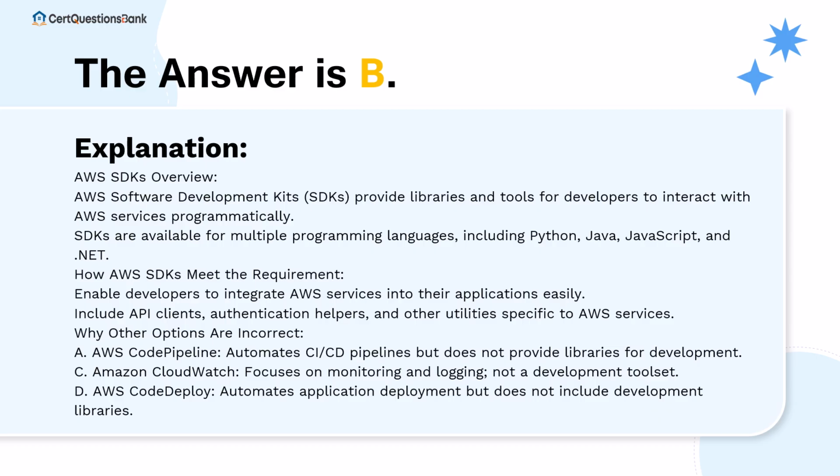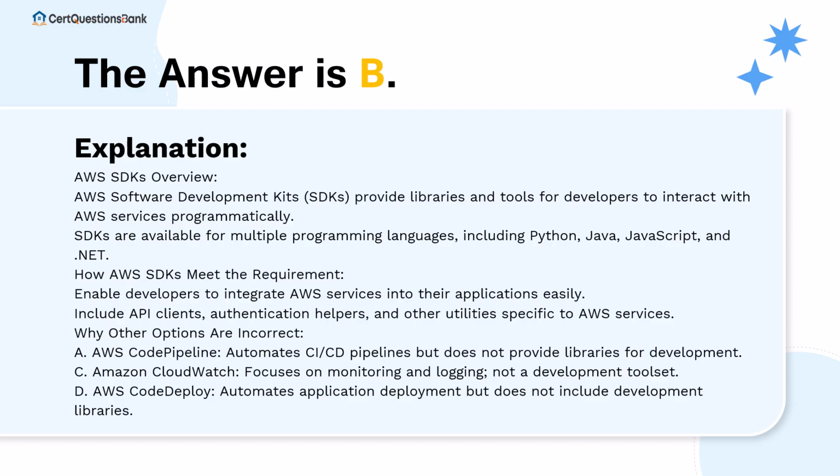AWS SDKs overview. AWS Software Development Kits, SDKs, provide libraries and tools for developers to interact with AWS services programmatically. SDKs are available for multiple programming languages, including Python, Java, JavaScript, and .NET.